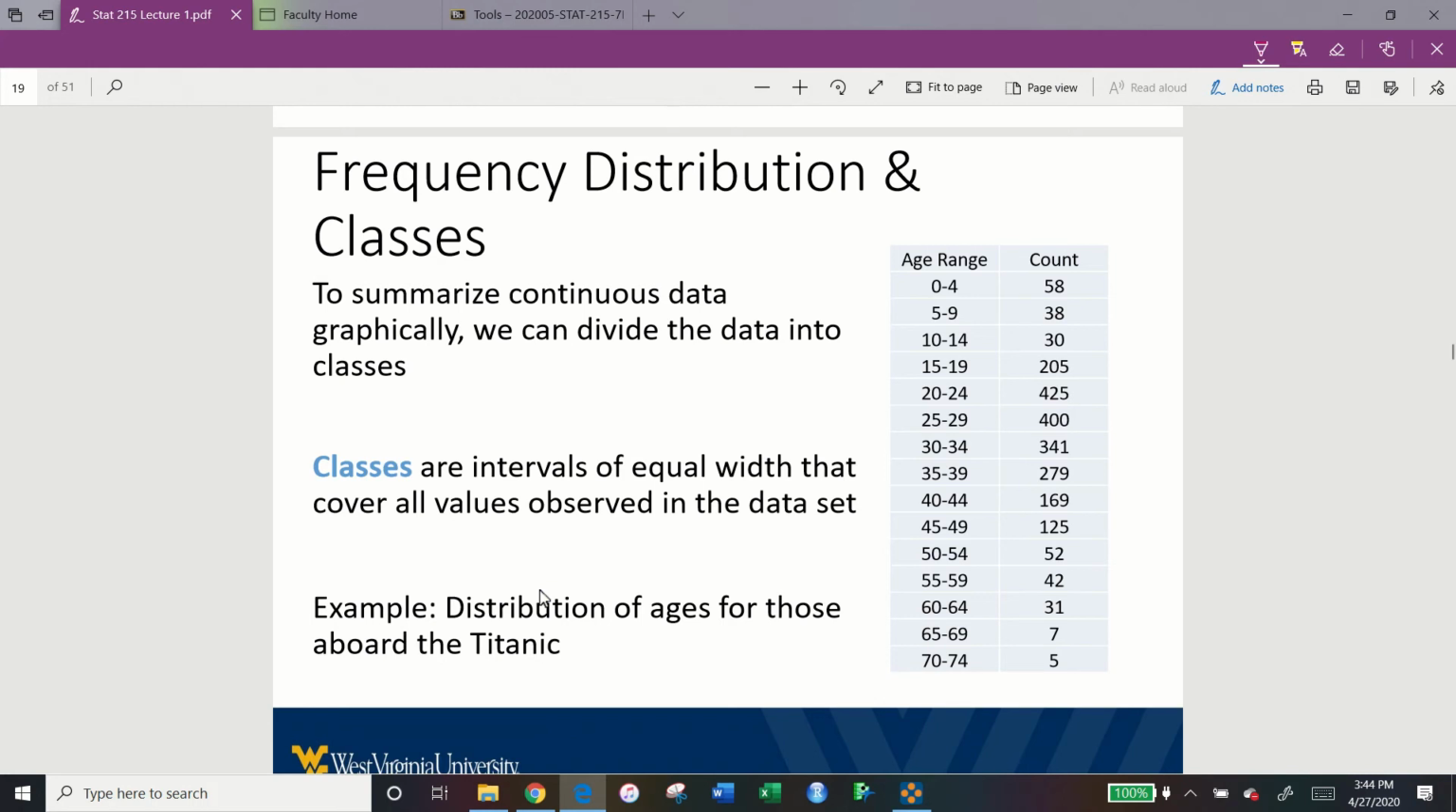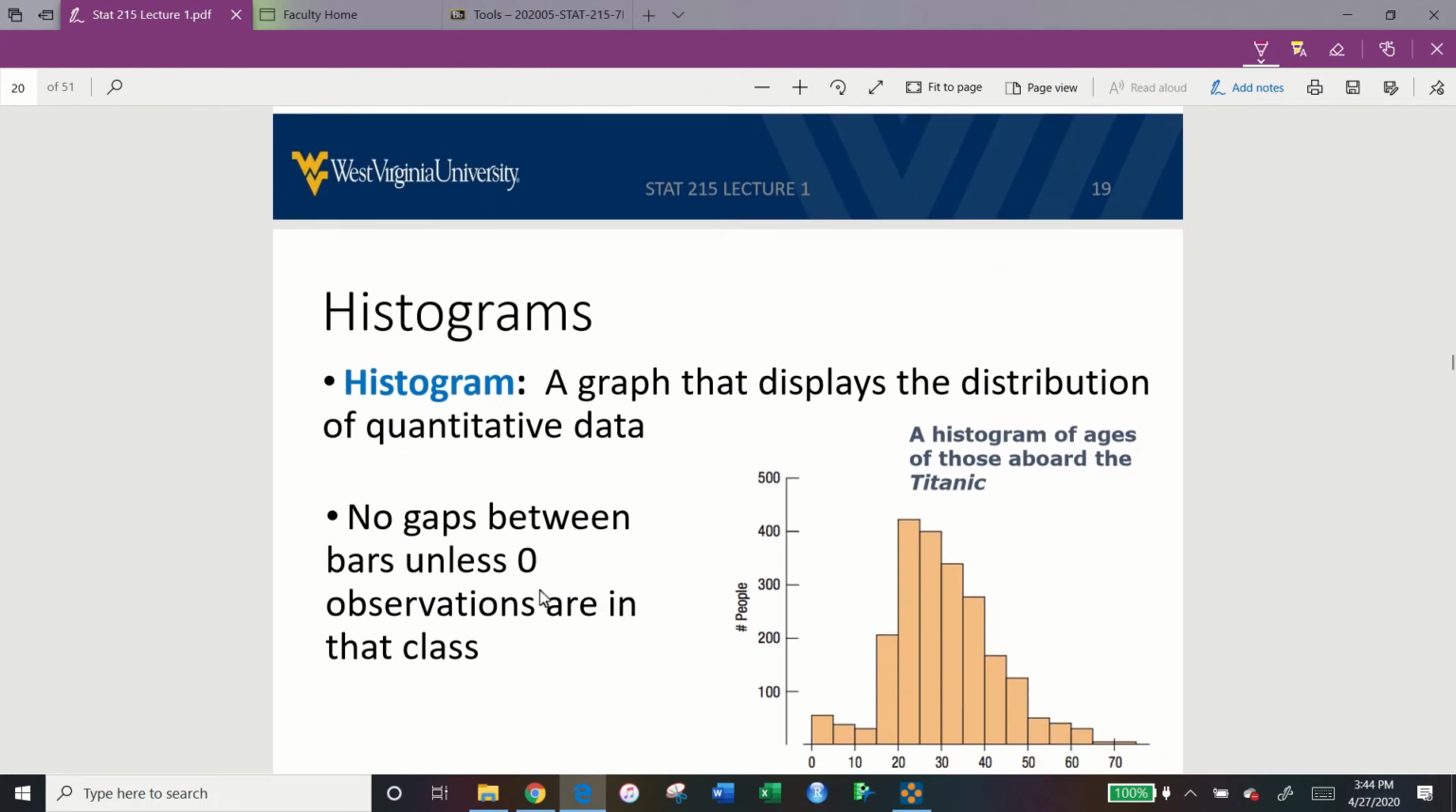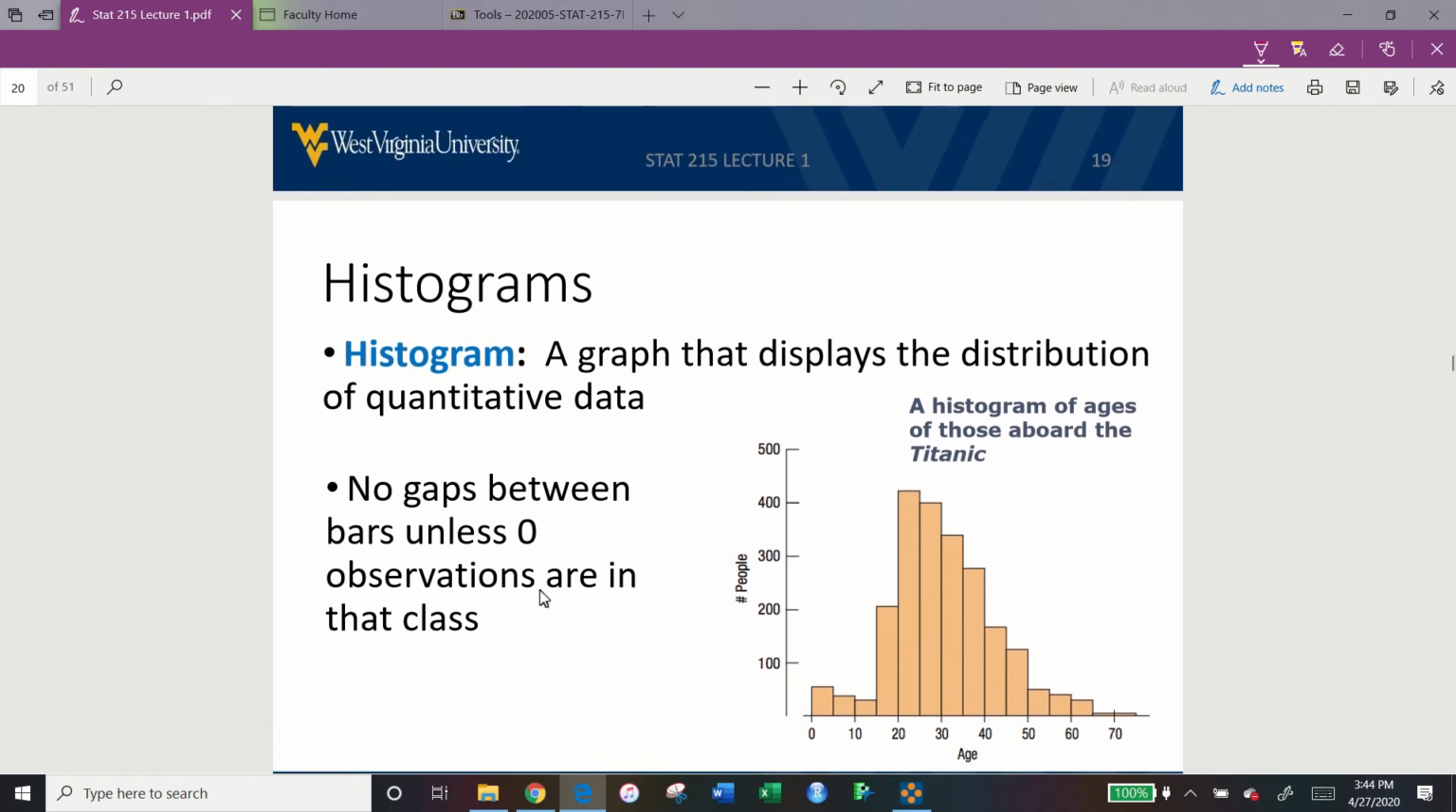So this comes to us a bit differently than our previous information, which were discrete variables. With continuous variables, we have ranges. And instead of using a bar graph or a pie chart, for continuous variables, we tend to use histograms. A histogram is a graph that displays the distribution of quantitative data or continuous data. Notice that you have no gaps between bars unless 0 observations are in that class.